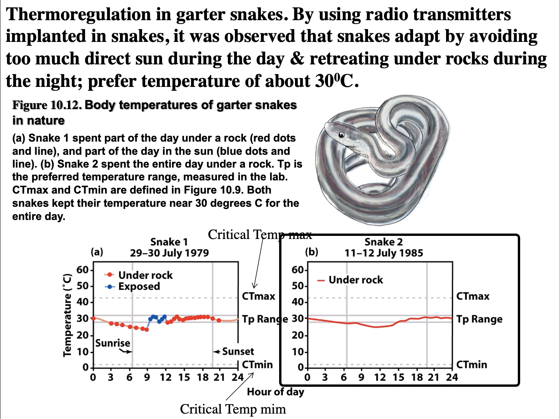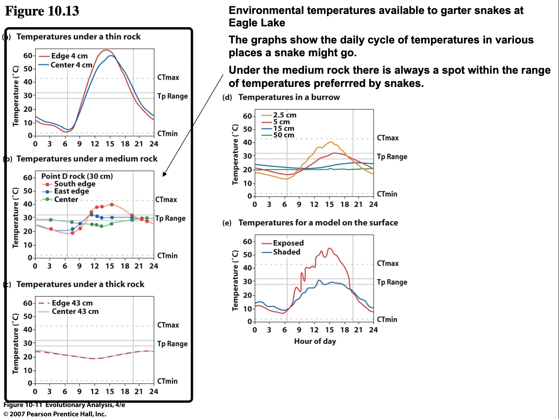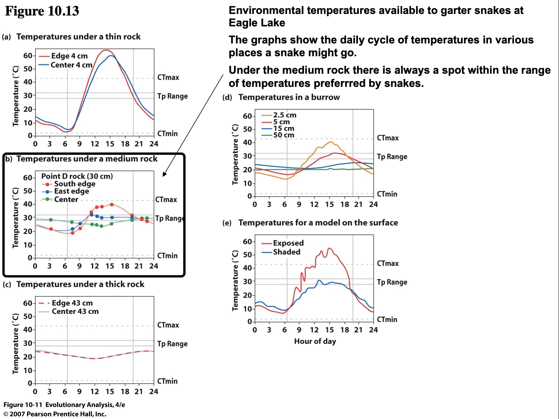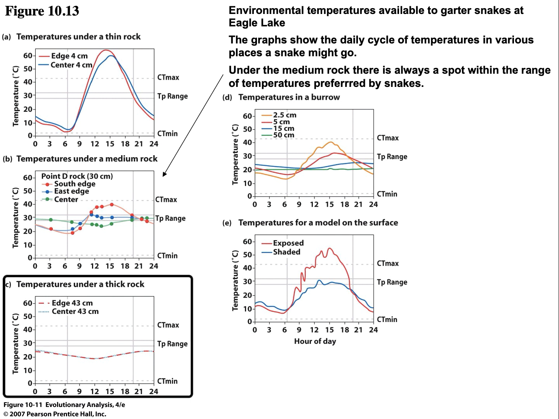If their body temperature maintained fairly well under the rock, then they would stay under the rock, and that's shown by snake number 2 on the right. They also measured the temperatures of different rocks. That is, a thin rock, there was much greater of a temperature range. And then there was a medium rock where there was some temperature range around a median. And then under a thick rock, there was less temperature change in those rocks.